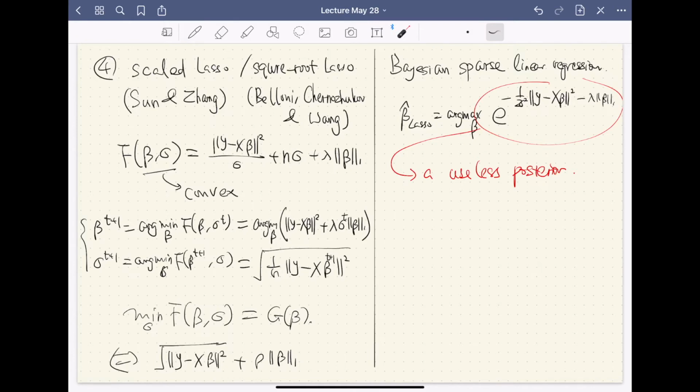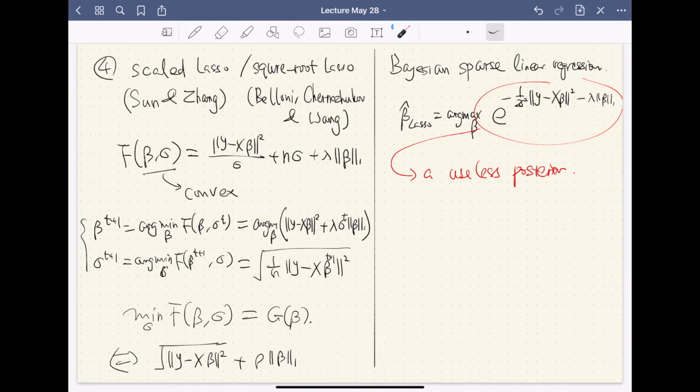Okay? The reason is, even though the L1 penalty encourages sparsity, as a prior distribution the corresponding Laplace prior does not encourage sparsity. Right? If you sample from a Laplace prior, it will give you dense random samples. As a result, the posterior is also a dense distribution, right?